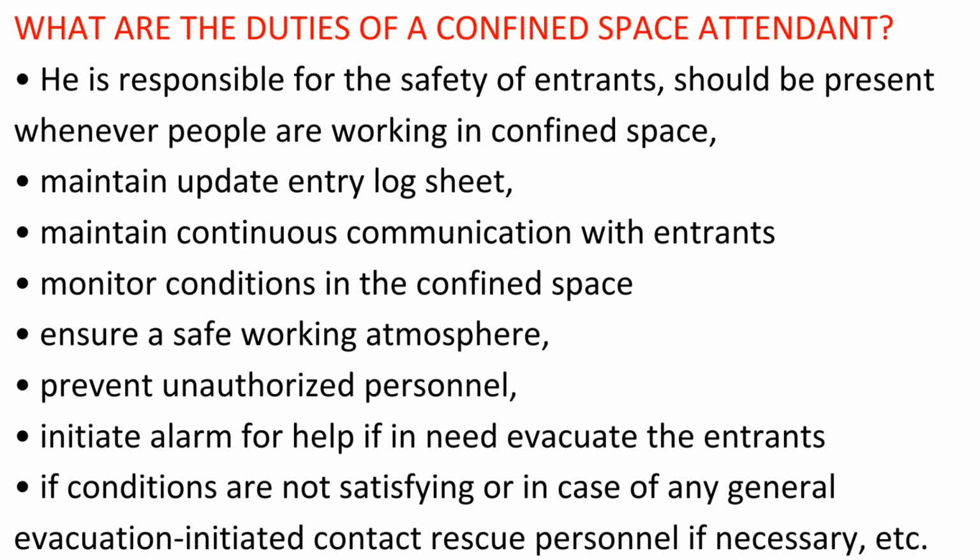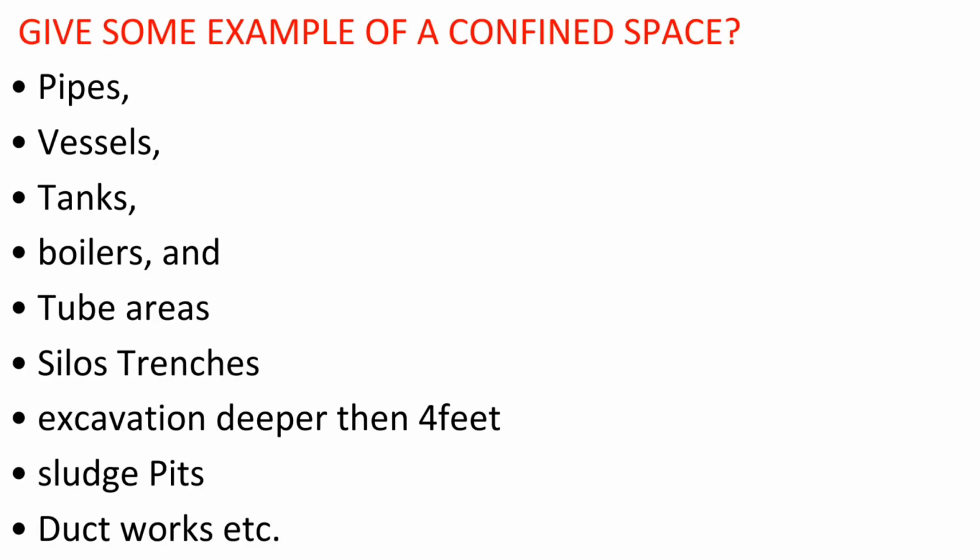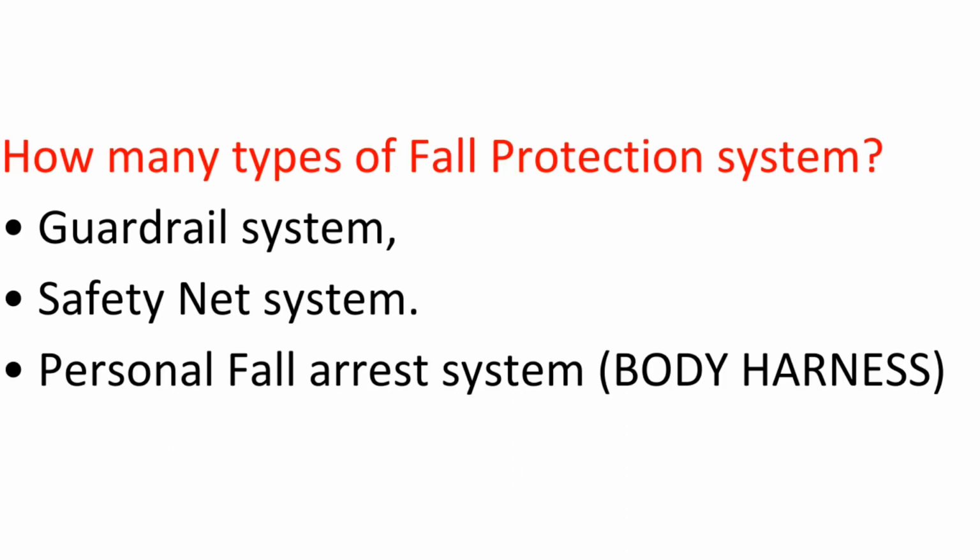Question: Give some examples of a confined space. Answer: Pipes, vessels, tanks, boilers and tube areas, silos, trenches, excavation deeper than 4 feet, sludge pits, ductworks, etc. Question: How many types of fall protection systems? Answer: Guardrail system, safety net system, personal fall arrest system, body harness.